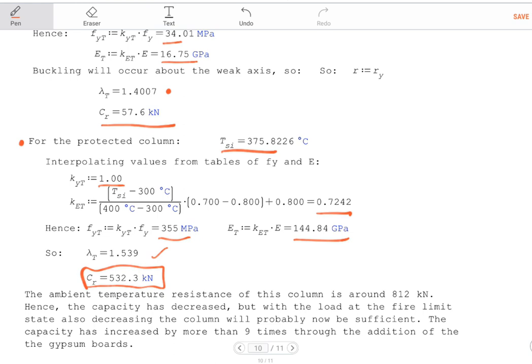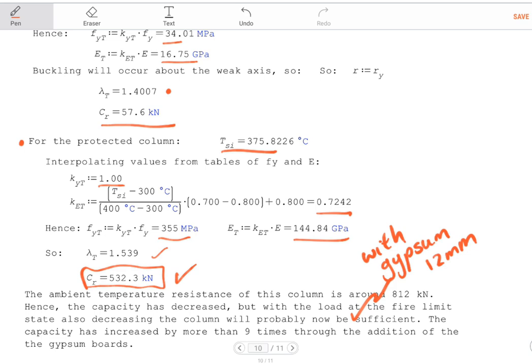So just to go through the comments at the bottom, the ambient temperature resistance of this column is about 812 kilonewtons. Hence, the capacity has decreased, but in the second case, with the load at the fire limit state also decreasing, that will probably now be sufficient. With gypsum, the capacity is increased by more than 9 times through the addition of the gypsum boards.